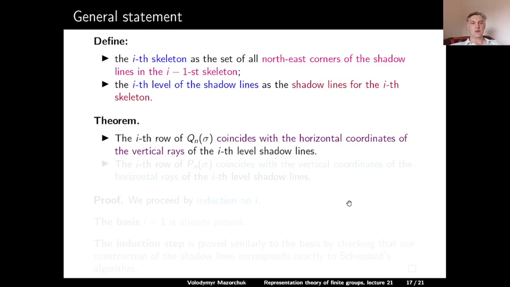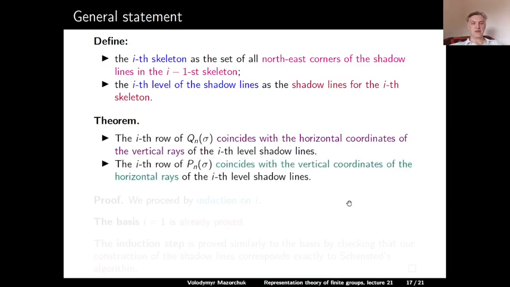The i-th row of Q_n of sigma coincides with the horizontal coordinates of the vertical rays of the i-th level shadow lines. And the i-th row of P_n of sigma coincides with the vertical coordinates of the horizontal rays of the i-th level shadow lines.